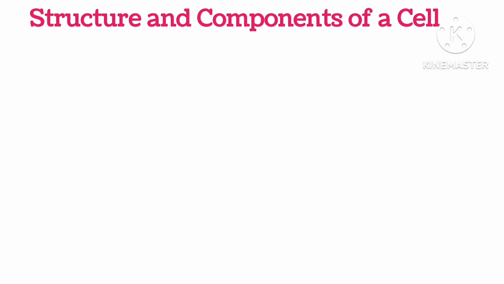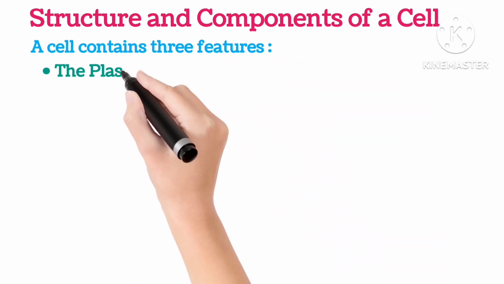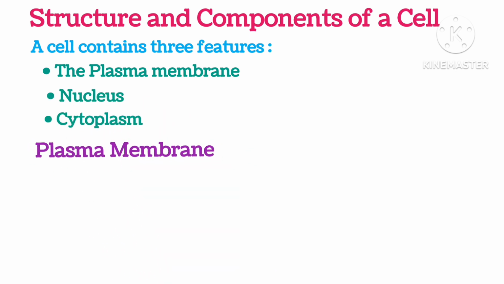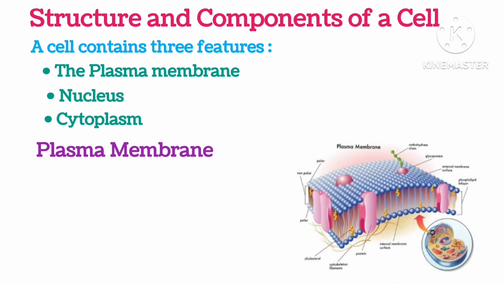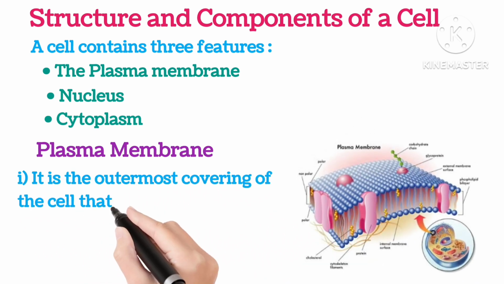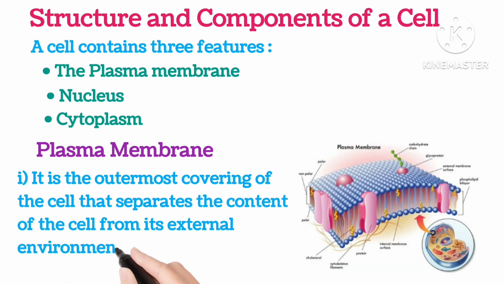Structure and components of a cell. A cell contains three features. First is plasma membrane, second is nucleus, and third is cytoplasm. First, let's know about the plasma membrane. You can see here in the picture, it is the outermost covering of the cell that separates the contents of the cell from its external environment.